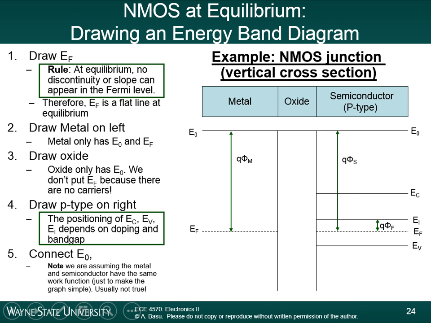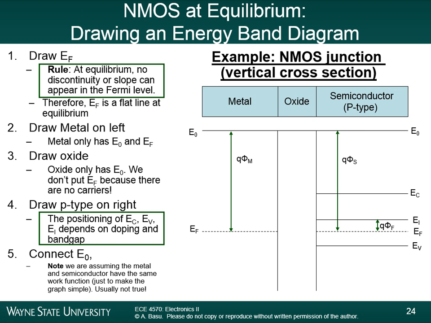Okay? So the position of EC, EI, and EV will depend on the doping. The doping determines this distance, the distance between EF and EI. All right, you already know how to calculate that distance based on the doping. We can also add E0 to the diagram because we know the electron affinity, and we know the spacing between EC and E0 in the semiconductor.